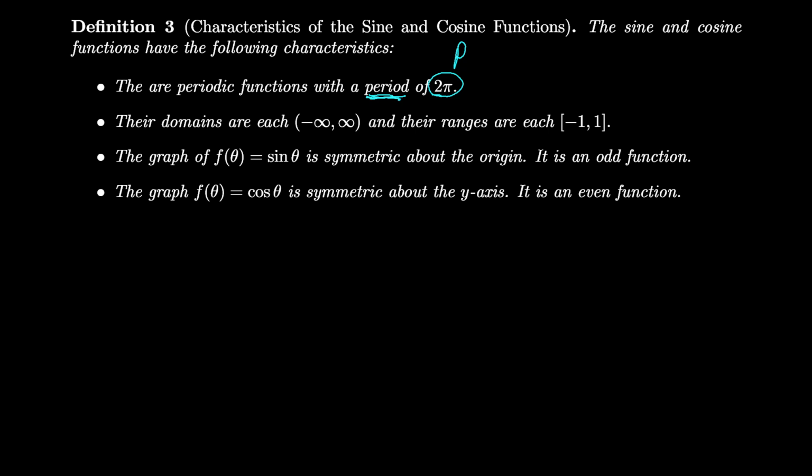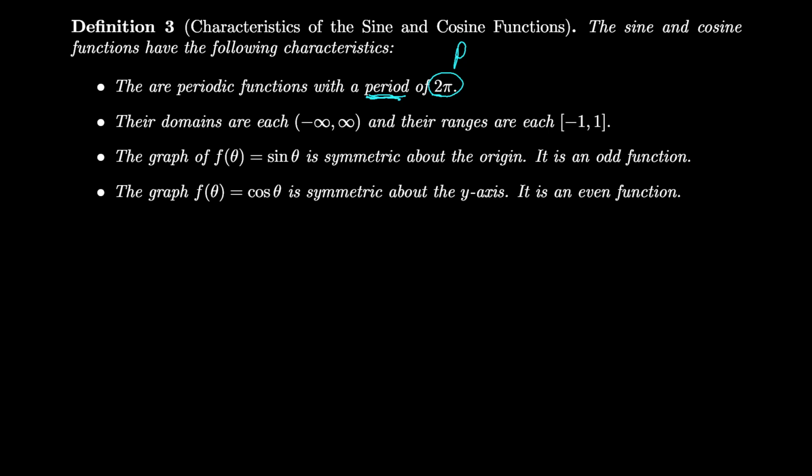Every 2 pi, if you take a section that is 2 pi long and copy and paste it over and over, that's what this function is going to look like. So that already should look pretty interesting because we don't have any other functions that do that yet. Their domains are each negative infinity to infinity, that is all real numbers, and their ranges are each negative 1 to 1. Okay, so you can plug in anything to them, but the biggest they ever get is positive 1, and the smallest they ever get is negative 1.